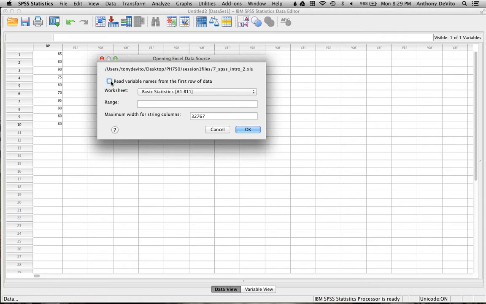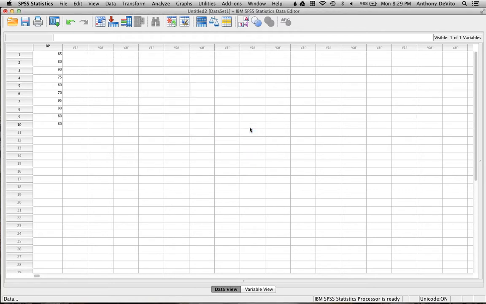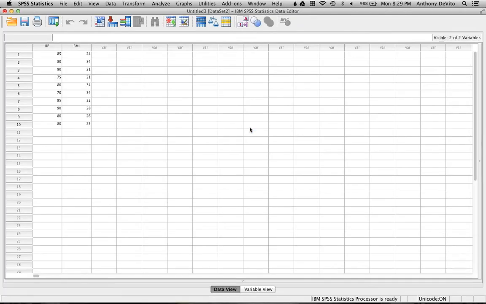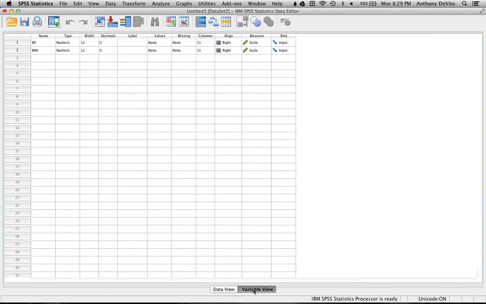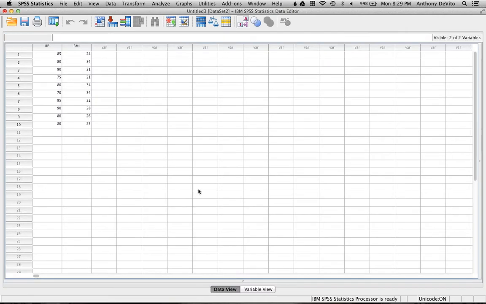Should I leave this checked off or not? Yes, right? Because the first row has the variable names, BP and BMI. We don't want that imported as data. We want to use that as a variable name. I'm going to click OK, and bingo, there it is. If I go into variable view, how many rows am I going to see now? 2, because each one of them represents a variable. SPSS took a guess and said BMI looks scalar to me, and it got it right. It'll take a guess at it.